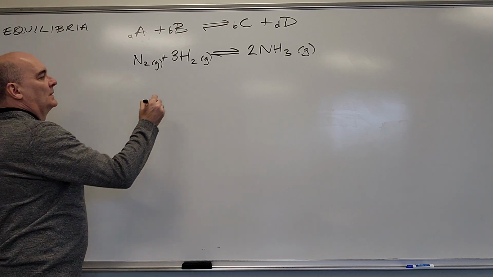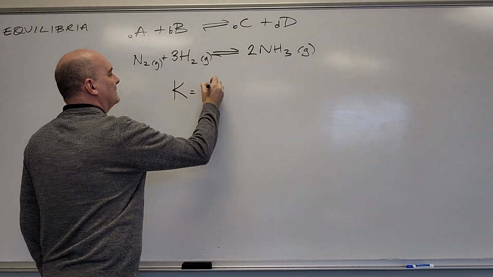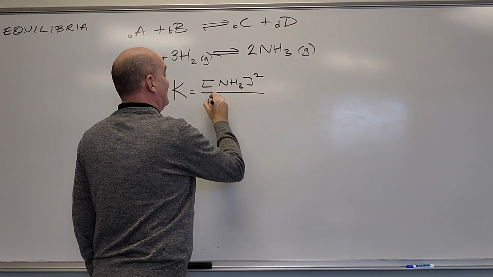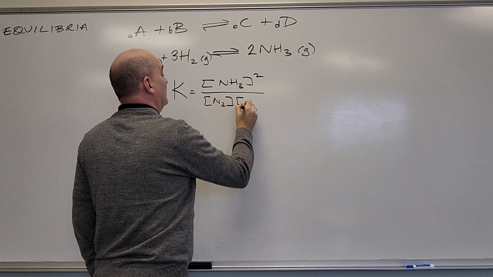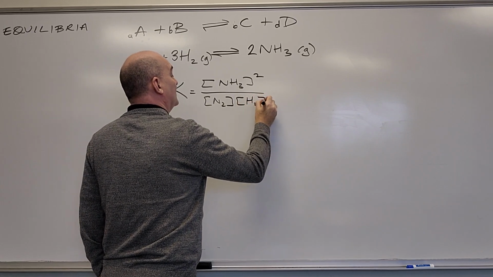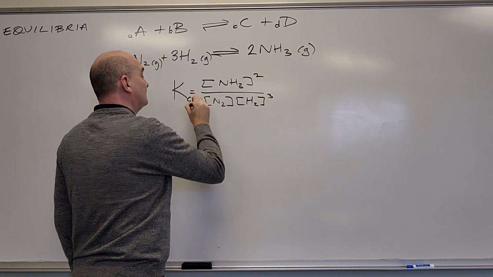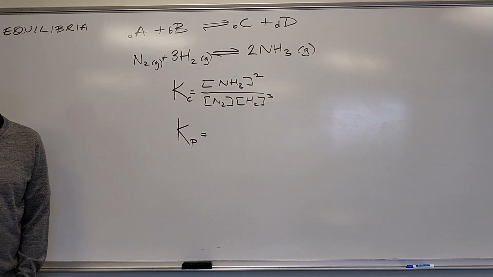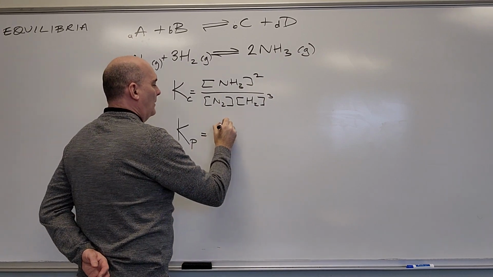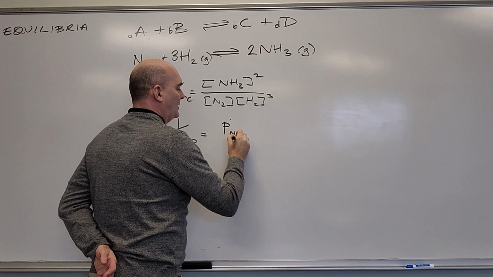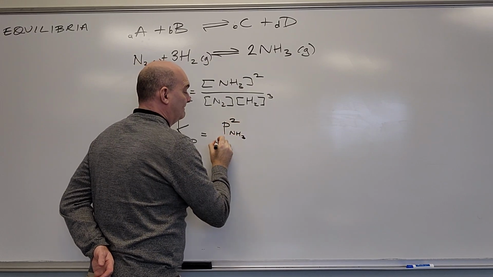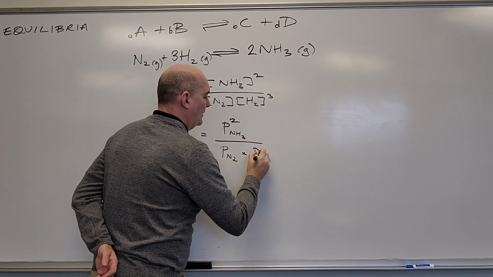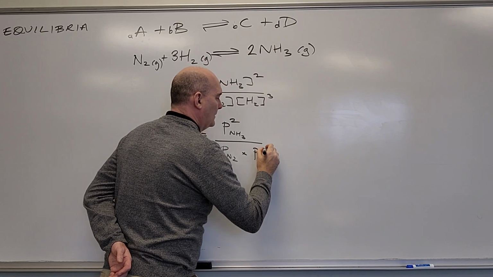Okay. So the K for this gets to be the concentration of that squared divided by the concentration of this multiplied by the concentration of that cubed. Or, if we are going to measure these gases as pressure, this would be the partial pressure of the ammonia squared divided by the pressure of the nitrogen multiplied by the pressure of the hydrogen cubed.